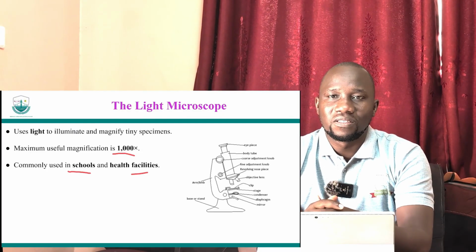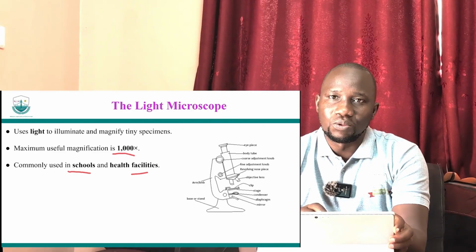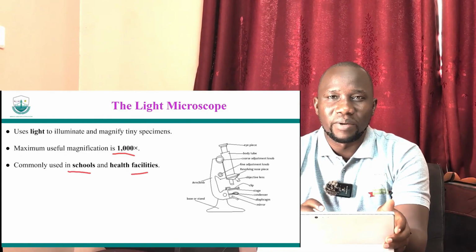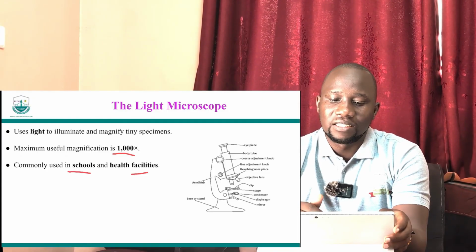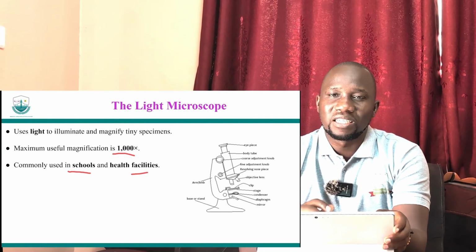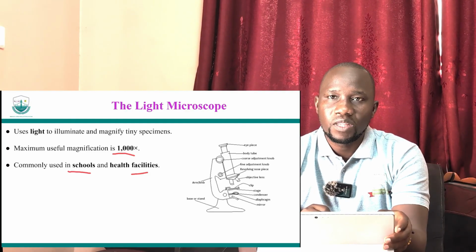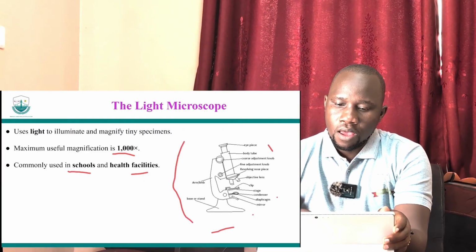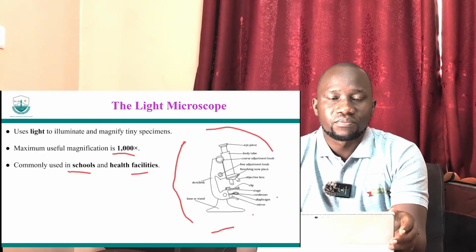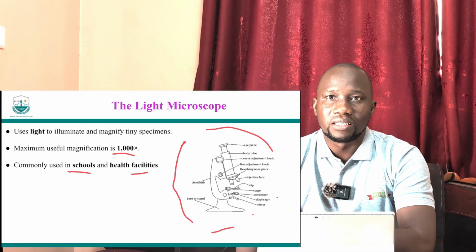The other difference is that you actually use light to see the object. That is basically why it is called the light microscope. It uses light to illuminate and magnify tiny objects. That means that if you don't have light in the light microscope, you will not be able to see. What you see here is the diagram of the light microscope, and we are going to look at the different parts and what they are used for.